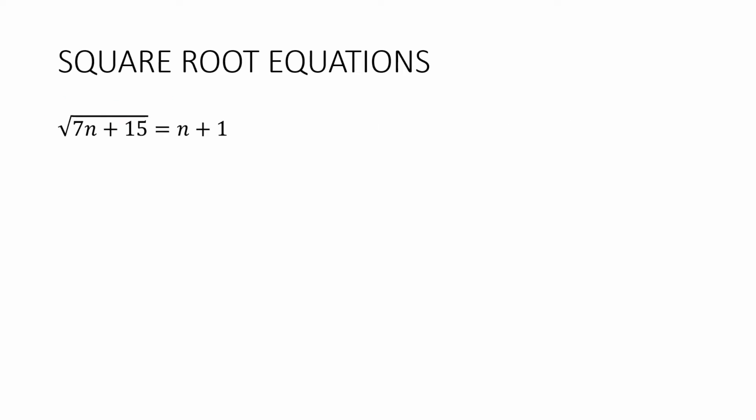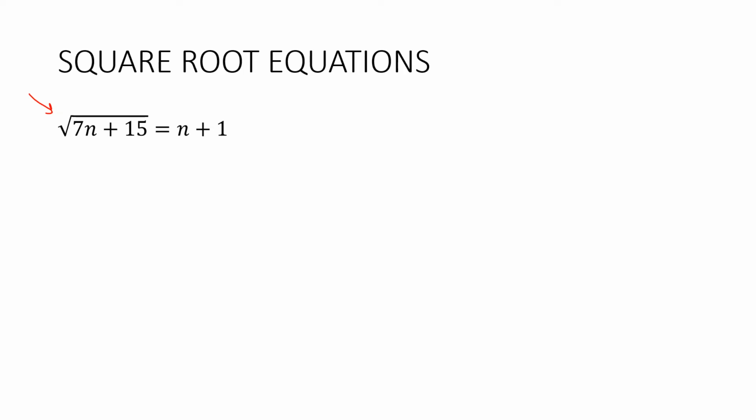This next equation is also a square root function, but it's a little bit different. Here we have square root of 7n plus 15 equals n plus 1. And again, what we want to do here is solve for n. We need to isolate the variable. The difference is we have an n on both sides of our equation. We can't exactly move the n's all to one side because over here, these are locked underneath the square root.